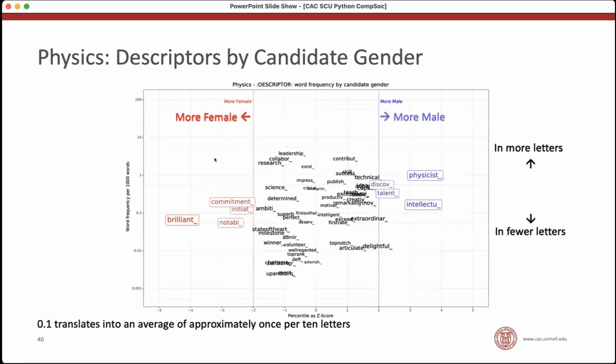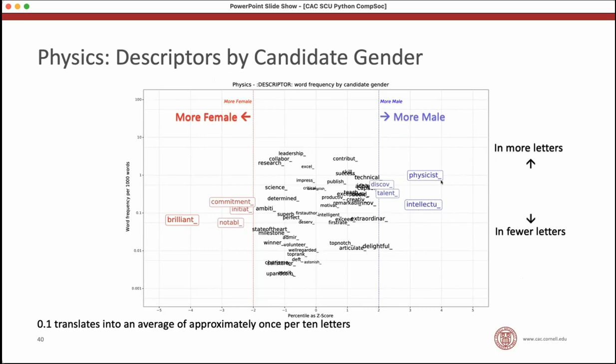So here's an example of some of the results. In this plot, the x-axis is associated with gender. Words that appear more frequently in letters for men are to the right, and those that are more common in letters for women are on the left. This is physics. We see that in letters for men, they were more likely to be described with words like physicist and intellectual.